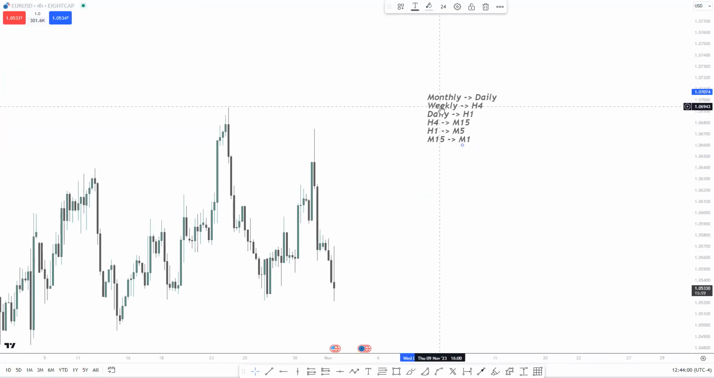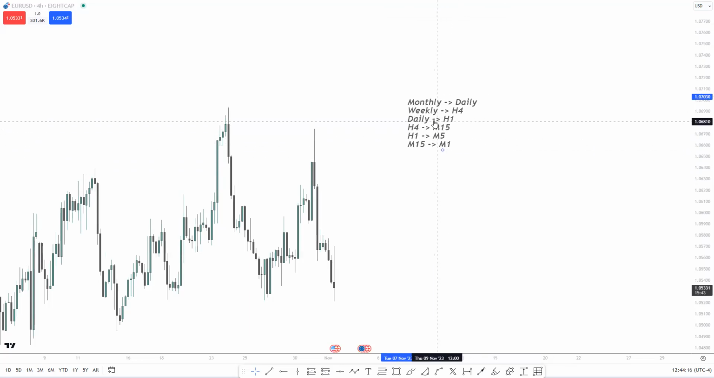So personally, I use H4. From H4, where are we going to go? We are going to go into the M15. So H4, M15, and then the third time frame is going to be this. So M15 to M1. Okay, so we go from M15 to M1.